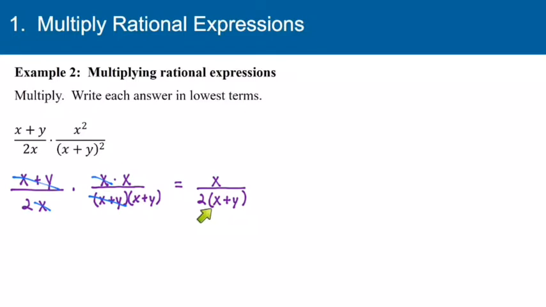I do not want you to distribute the 2. You could do it and it would not be wrong, but it's not required, so why bother? Leave it in factored form and that's fine. So this is our final answer here.